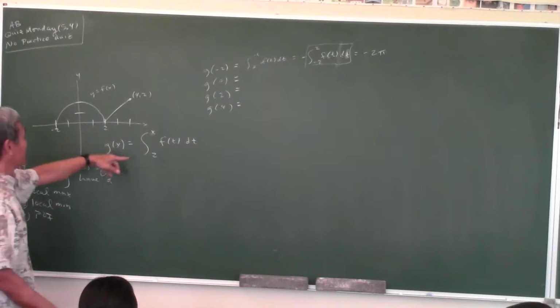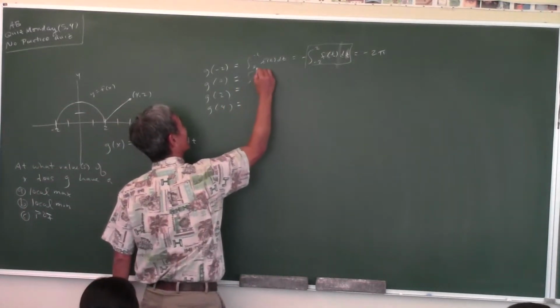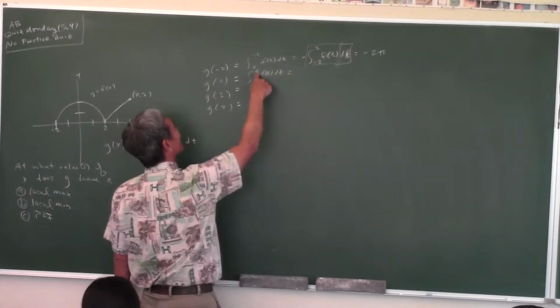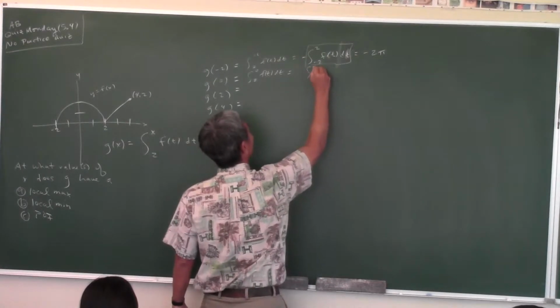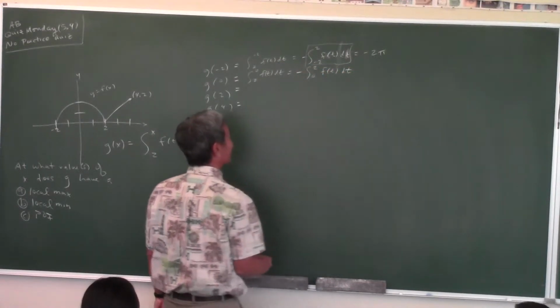Okay, now how do I compute G of 0? Plug in 0 for x right there. You get the integral from 2 to 0 of f of t dt. Yeah, but Mr. Park, the smaller numbers stay at the top. Well, switch it. But what happens when you switch the limits? You gotta negate the value.